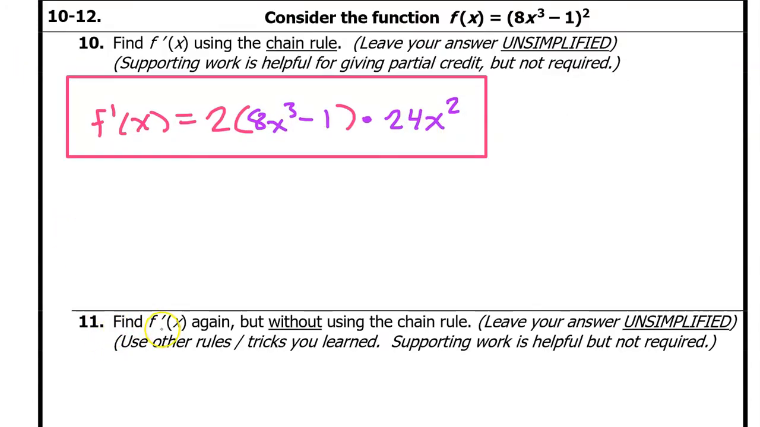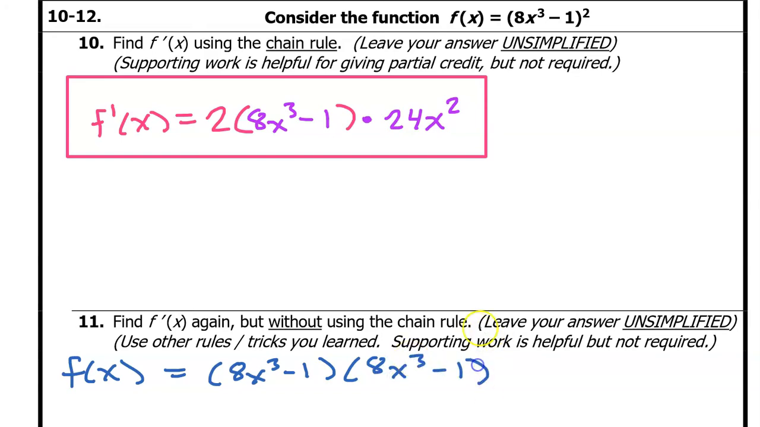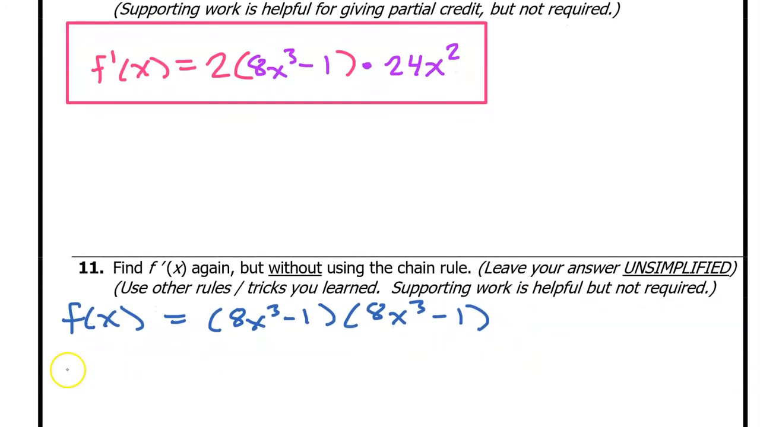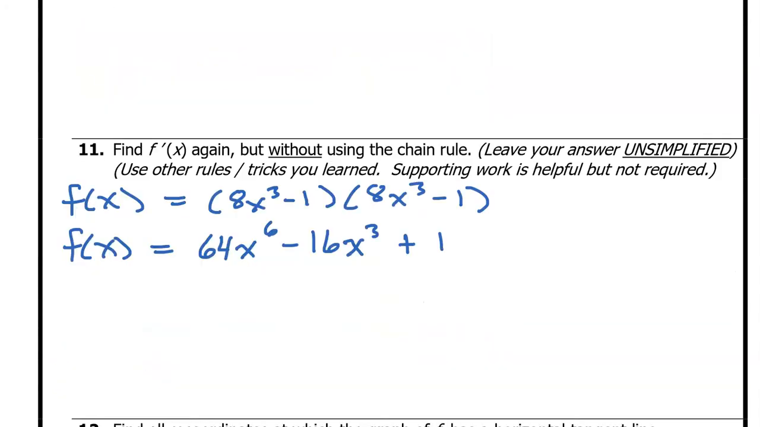For number 11, we will find f prime again, but this time without using the chain rule. So the first thing we need to do is rewrite function f. We have 8x to the third power minus 1 squared. We can rewrite this as 8x to the third power minus 1 times 8x to the third power minus 1. Before we can differentiate, we need to go ahead and FOIL this out. Now we are ready to find the derivative using the power rule.